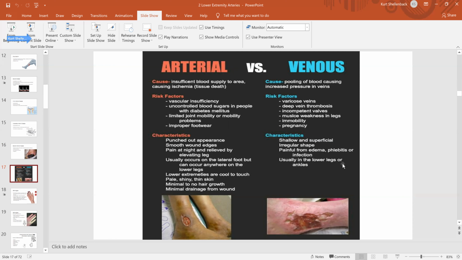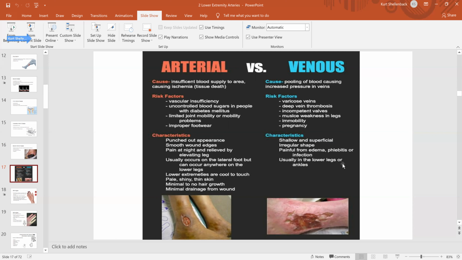These are ulcers here. Lateral foot, but can occur anywhere in the lower legs. The lower extremities are cool to the touch. Well, because you're not getting blood to them, so they're cool. Pale, shiny, thin skin, no hair. If you're not feeding those hair follicles, they will not grow. Minimal drainage from wound, because your whole leg's kind of dry, actually.